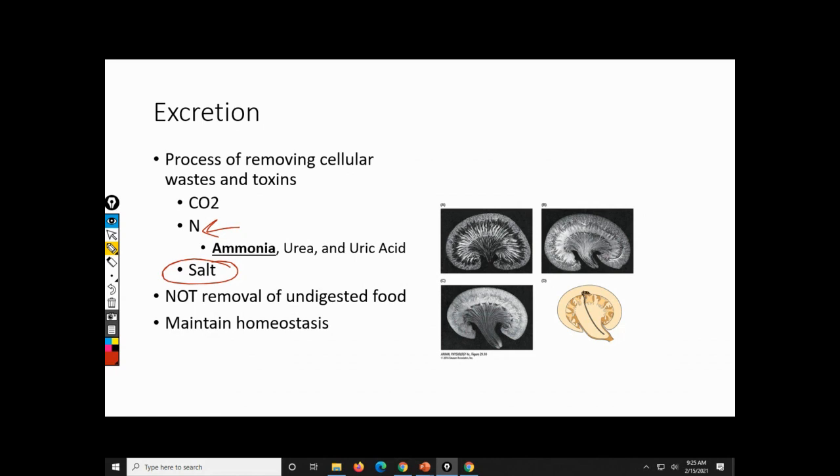So we'll talk about in a bit why there are these 3 different kinds and what the benefits and disadvantages of each are. Now, a couple of reminders when we're talking about excretion. This is not talking about undigested food, right? That's an entirely separate pathway.